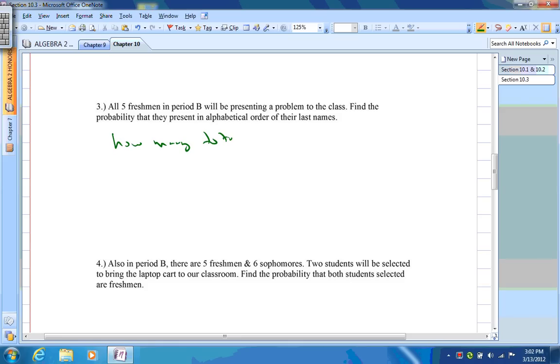how many total outcomes are there? You really want to think about this one. You might want to pause the video and kind of think about it. If you said 5 factorial or 120, that is right, because the thing is that we can put these 5 freshmen in any order.